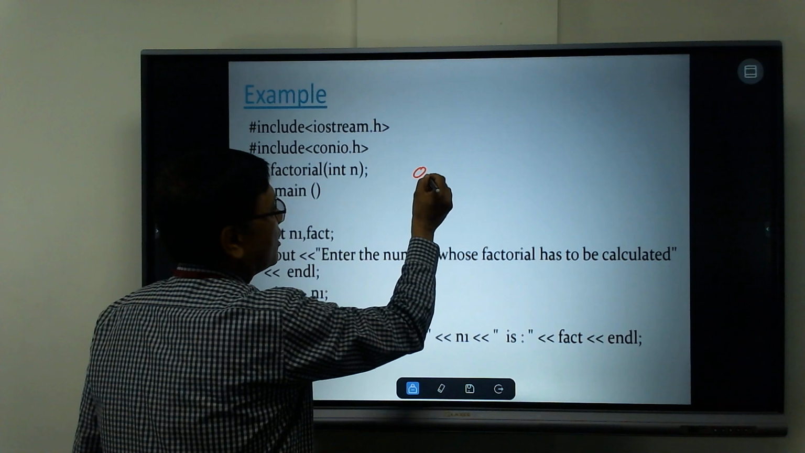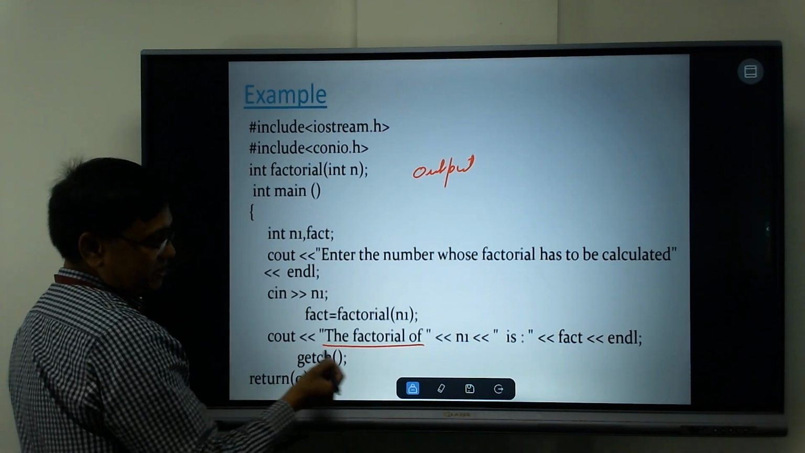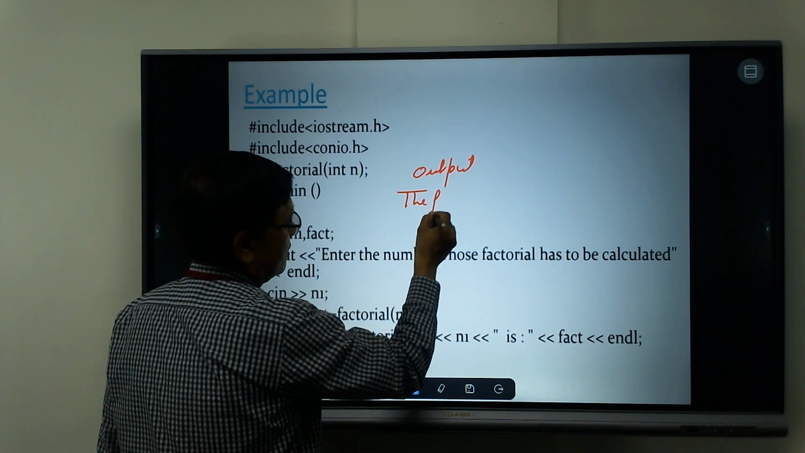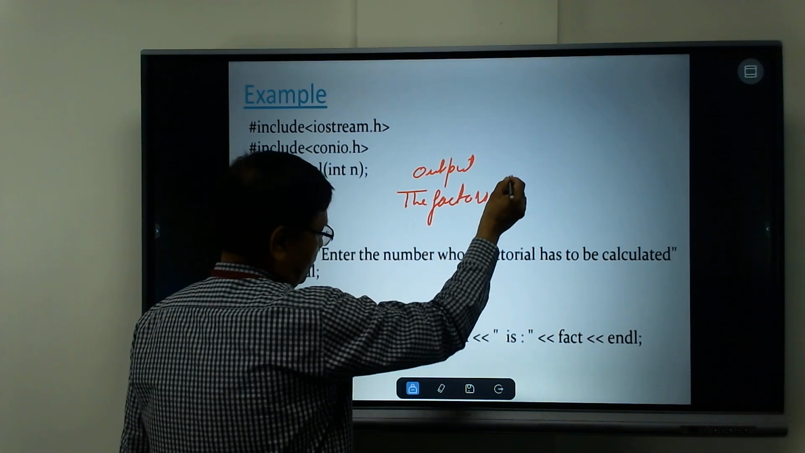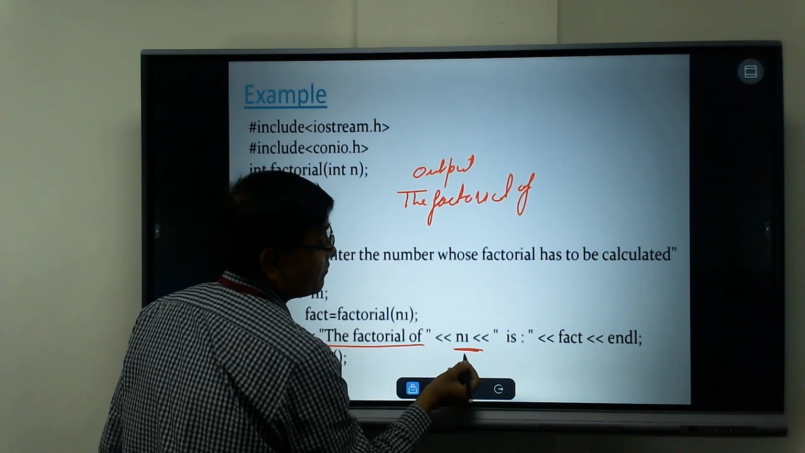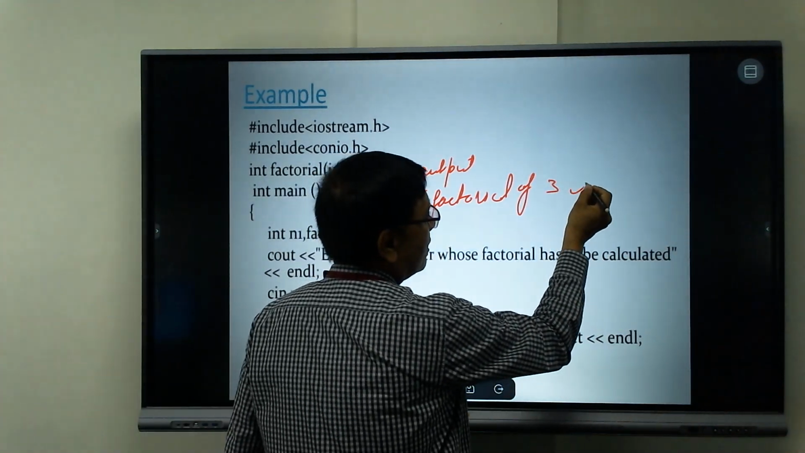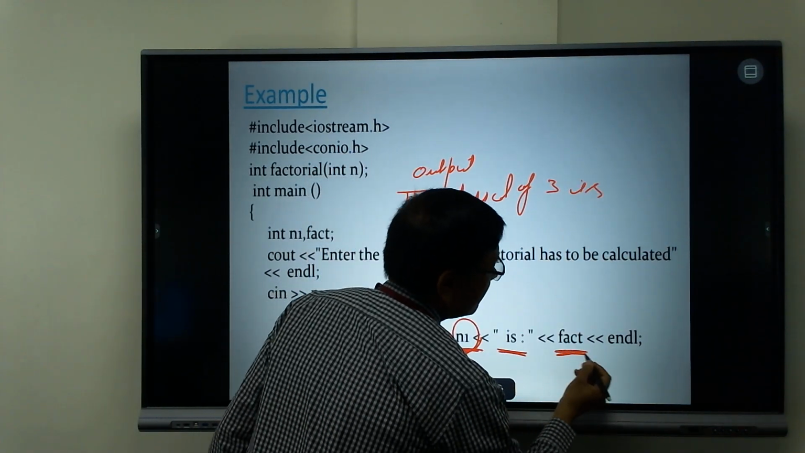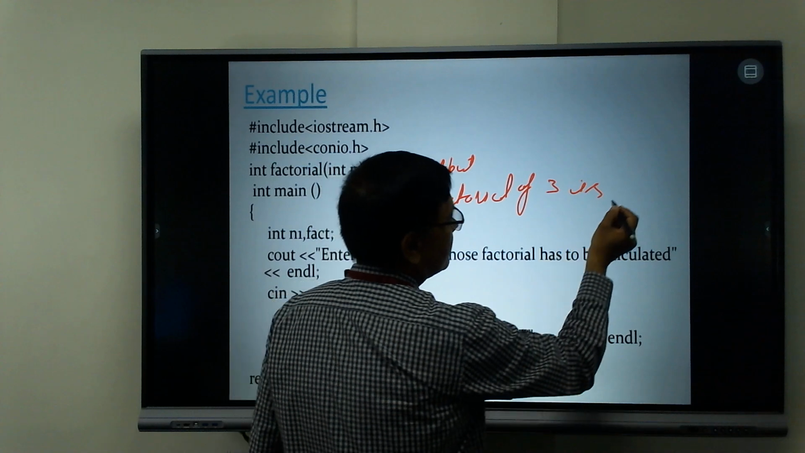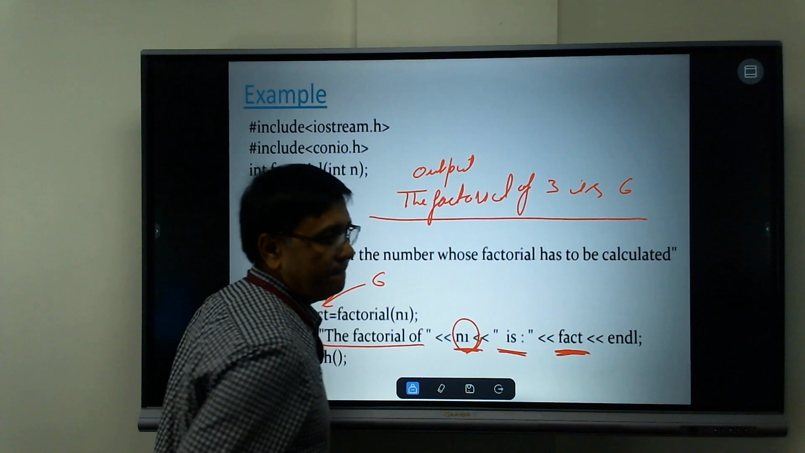Output of this program. This message will be displayed. You can see cout, this is the output statement. Factorial of, what is n1? The value of n1 is 3, and this message will come as it is, and fact we are having here is 6, so this will print 6. Fine, and then the cursor will go to the next line, so this will be the output of this program.